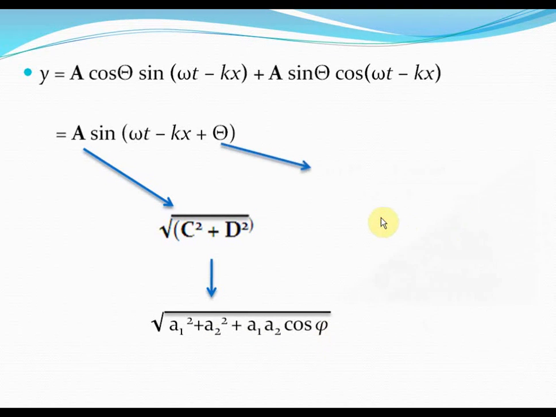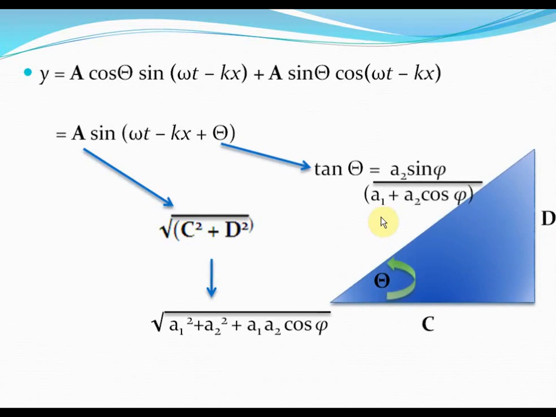Theta is such that tan theta is this expression. If you remember, tan theta was equal to D divided by C, but we had assumed that A2 sin phi was D, and we had assumed that A1 plus A2 cos phi was C. So replacing the values of D and C, we get tan theta as this expression.